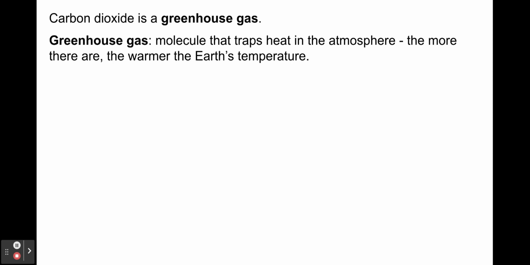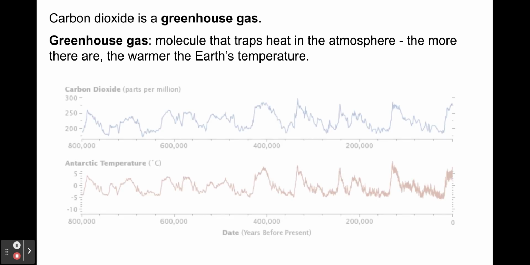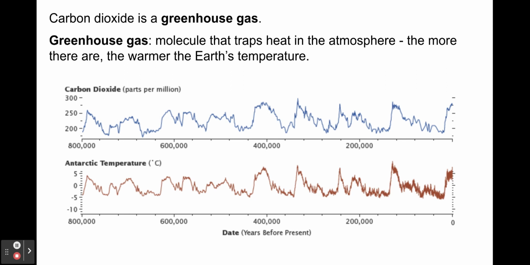Two things to note. Note these details under detail 3. Carbon dioxide is a greenhouse gas. A greenhouse gas is a molecule that traps heat in the atmosphere. The more there are, the warmer the Earth's temperature. And we can see this pattern as we look over the last 800,000 years of Earth's history. On the top, our blue line represents how much carbon dioxide there has been in the Earth's atmosphere. On the bottom, the orange or red line indicates the temperature of the atmosphere. You can see that as carbon dioxide rises, temperature also rises. As carbon dioxide falls, temperature falls.